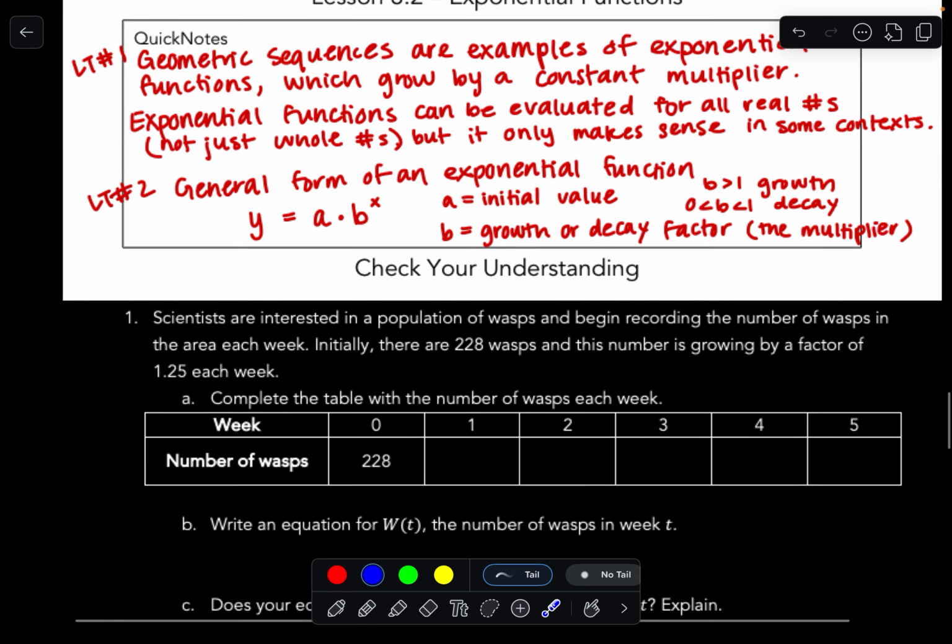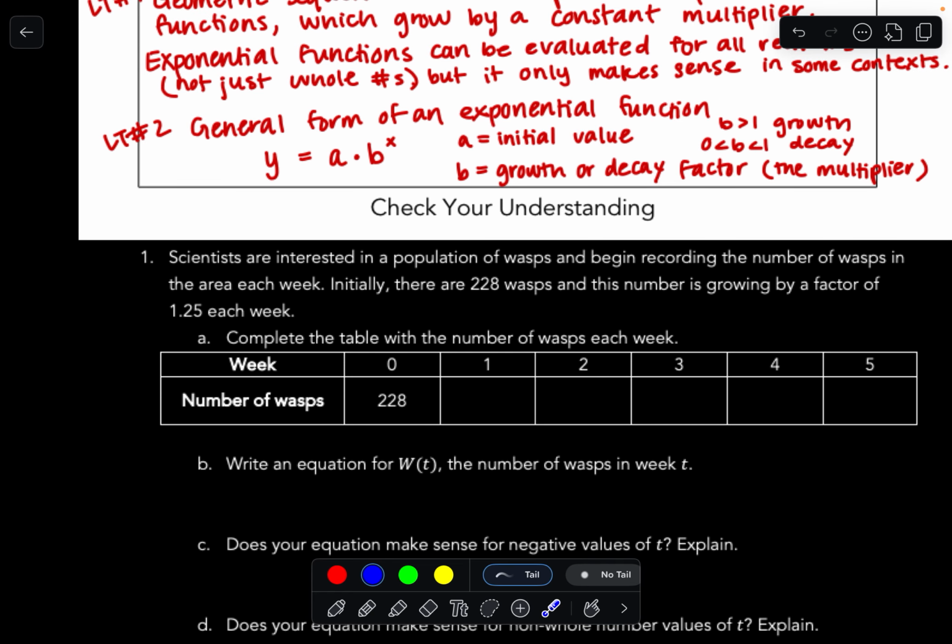Scientists are interested in the population of wasps and begin recording the number of wasps in the area each week. Initially, there are 228 wasps, and this number is growing by a factor of 1.25 each week. Complete the table with the number of wasps each week. They already put in for us the initial value: there were 228 wasps initially.